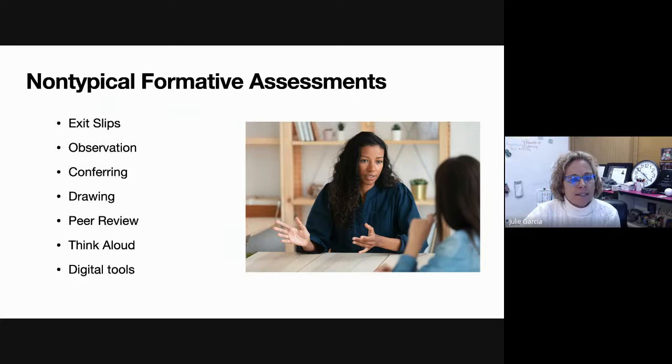So I like to highlight again, you'll notice some of these are very similar to the summative assessments, but non-typical formative assessments. So exit slips, there's digital exit slips, or there's just a piece of paper. What do you still need to learn about today's lesson? Observations. We encourage teachers to continuously be walking around the classroom, taking notes, highlighting what's going on, and calling on those students that might be struggling to share something with the class, or to highlight somebody that went above and beyond. There's conferring.